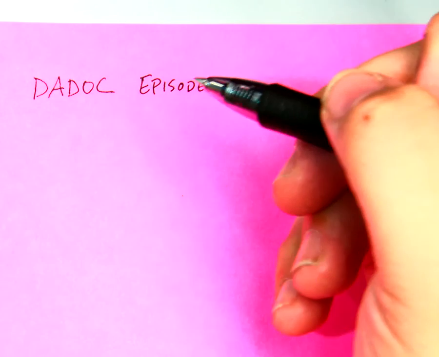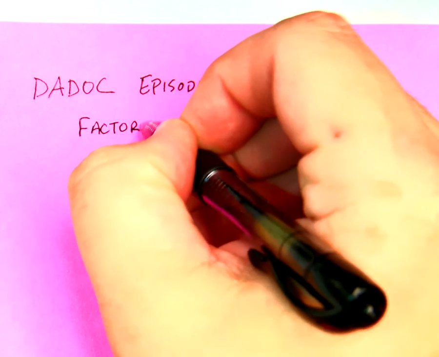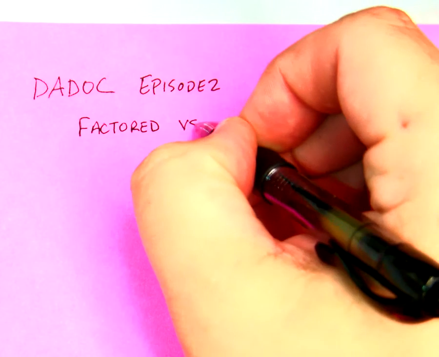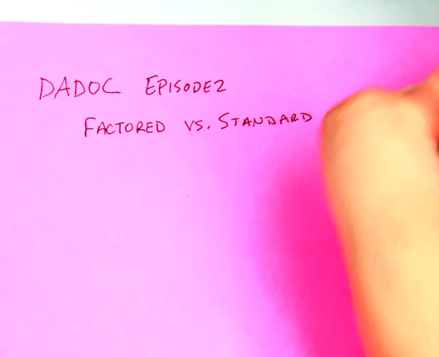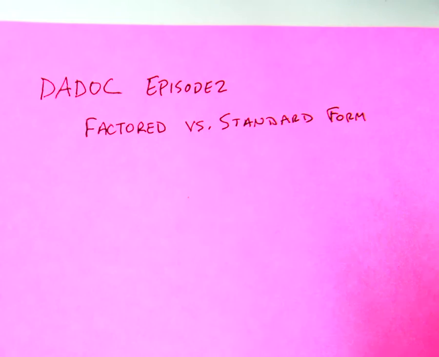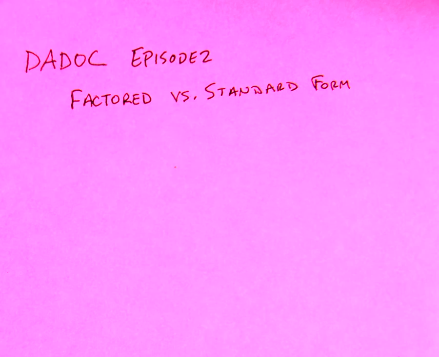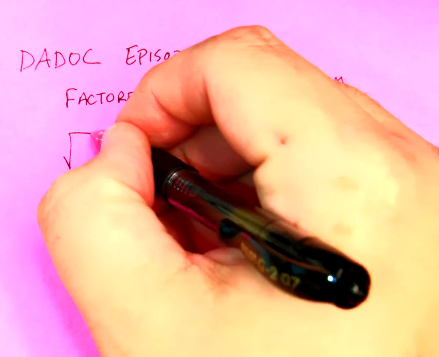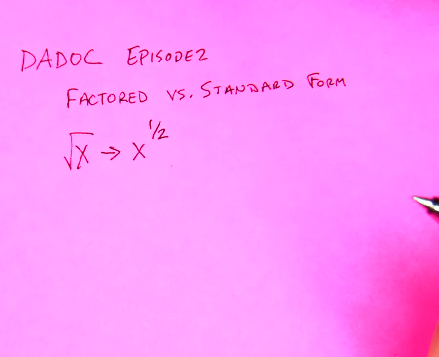And this is going to talk about factored versus standard form. Now, like in episode 1, we talked about rational exponents and how it was better to not deal with a root of a variable. We didn't want to deal with the square root of x. We wanted to deal with x to the 1/2 power because it's going to be so much easier.